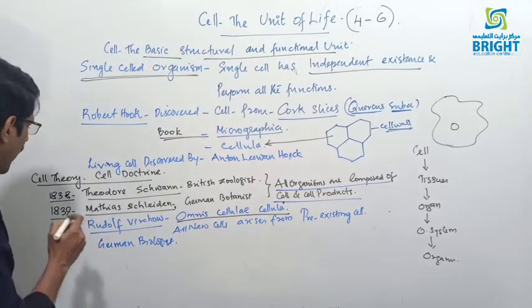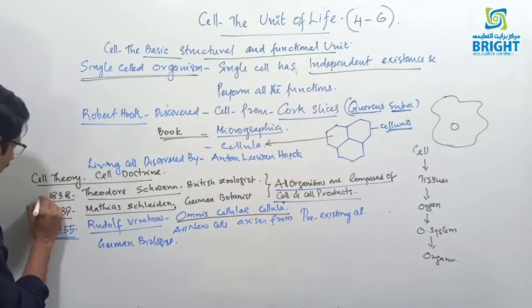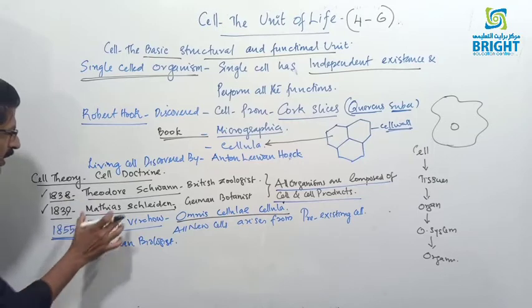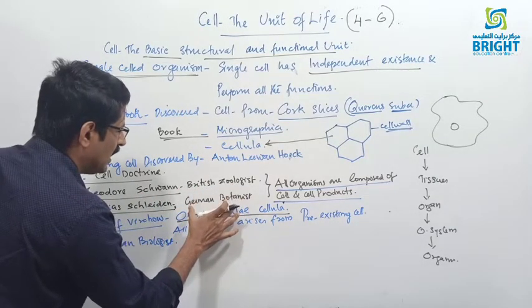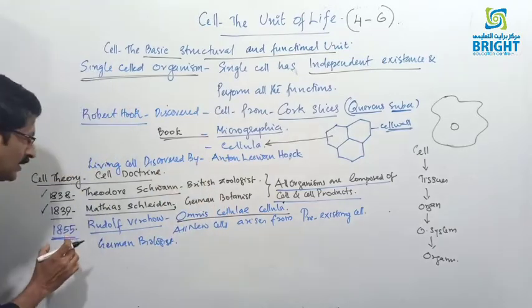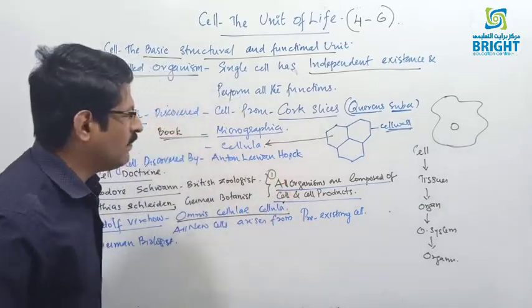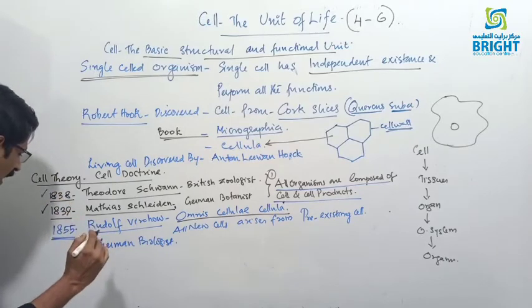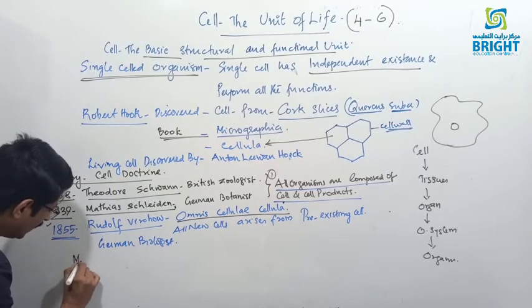Cell theory was proposed by Theodor Schwann and Matthias Schleiden in the years 1838 and 1839. The years are very important, and the name of the scientist, their branch of science, their country, everything is asked in the examination. They proposed the first statement: all organisms are composed of cells and cell products.